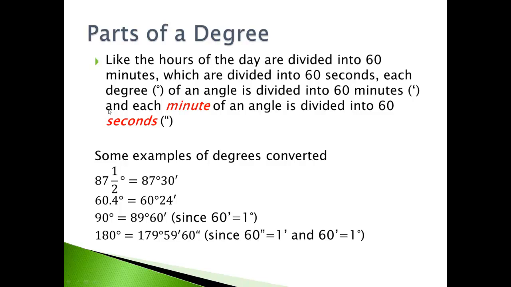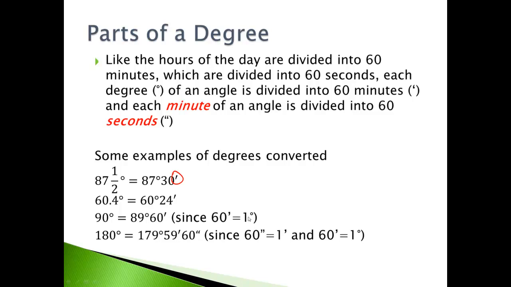Each degree of an angle is divided into 60 minutes, and then each minute of an angle is divided into 60 seconds. Okay, so for example, if I wanted to convert 87.5 degrees to minutes, not seconds, just minutes, 87 degrees, 30 minutes. This symbol means minutes. If I wanted to convert 60.4 degrees into minutes, 60 degrees, 24 minutes. Same thing with 90 degrees: 89 degrees, 60 minutes.